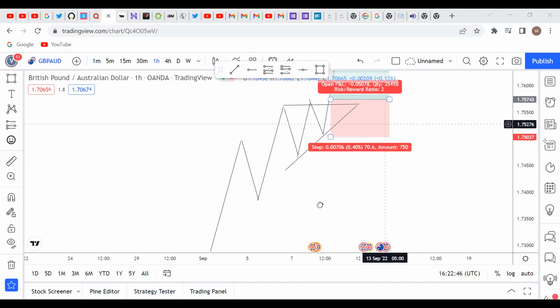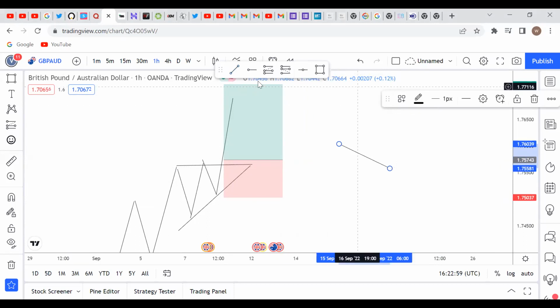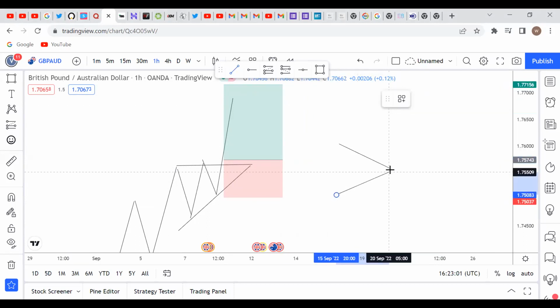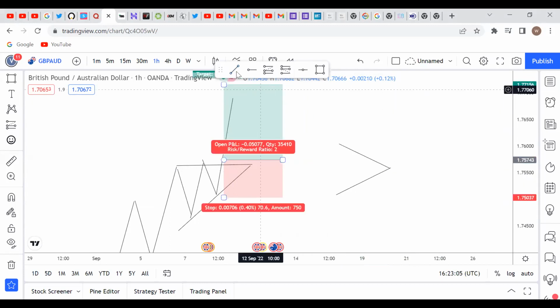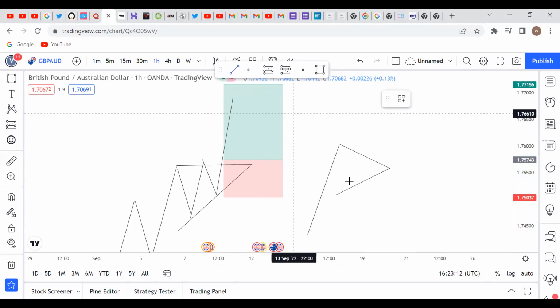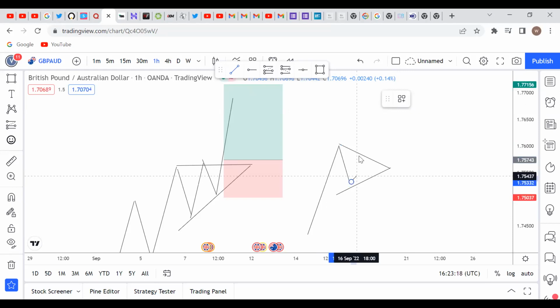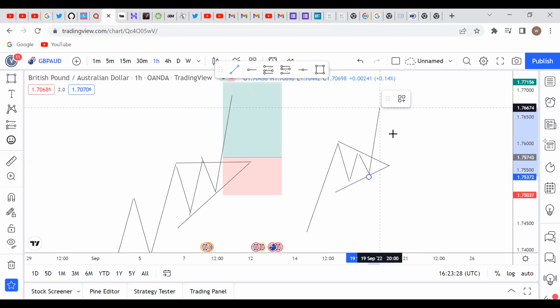Now, this triangle can be either that, or it can be the same thing but symmetrical. With a symmetrical triangle, both sides are equal. The upper leg and the lower leg are almost equal in price action. So you're going to have something like this: price goes up, price comes down, price goes up, price comes down, then boom, price breaks out.